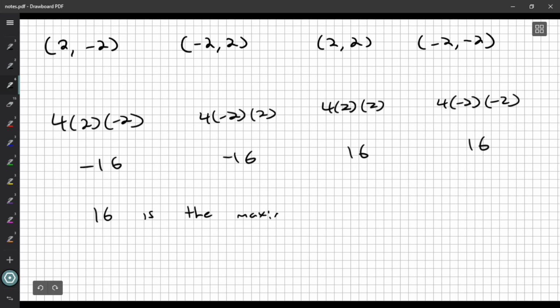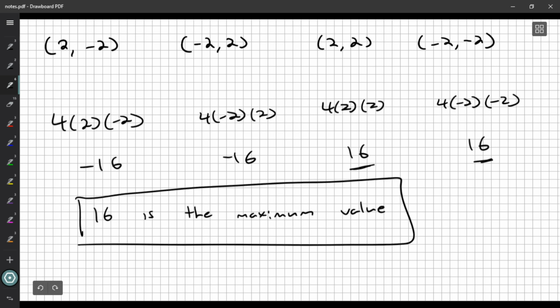And by the theory of Lagrange multipliers, okay, that we've worked on, we know that if there is a maximum, it's got to be at a critical point. Okay, so the maximum value must be 16. And that's our final answer.